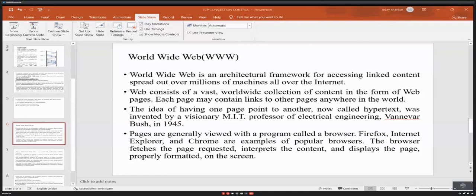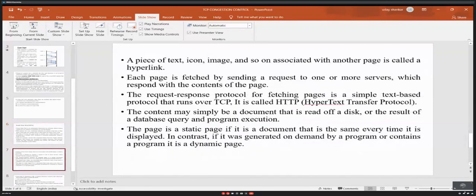I hope all of you are familiar with web pages. There are some basic concepts to be discussed. What is a hyperlink? A hyperlink is a piece of text, icon, image, and so on associated with another page. You can see some links available on web pages. When you click on the link, it will take you to another web page where you have the content related to what you requested. That is a hyperlink.